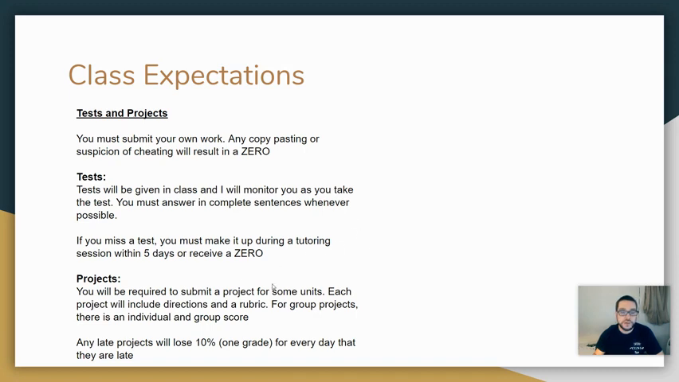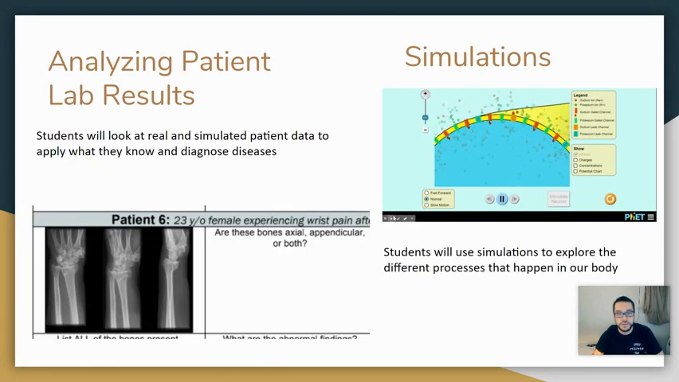For projects, projects are going to be assigned periodically. So they need to make sure they follow the directions, and any late projects lose 10%, 1 grade each day. So the fun part, this is going to be some examples of what kind of things we do inside class.